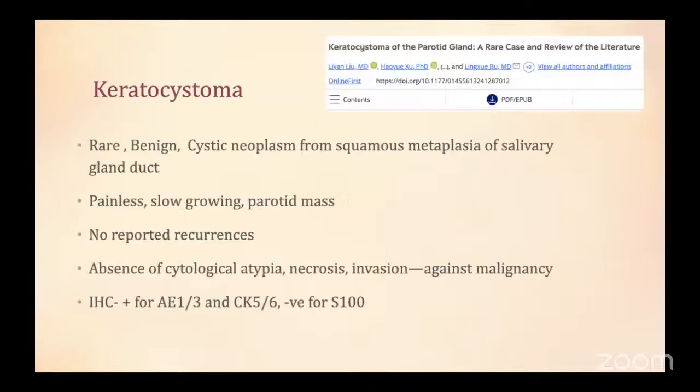Keratocystoma is again a benign cystic neoplasm of the salivary gland duct. It also occurs majorly in the parotid. There are no reported recurrences to date, and it does not have any necrosis or invasion, so it is not a malignant tumor, but yeah, it is a benign tumor.